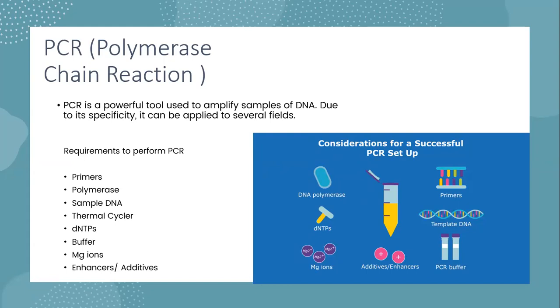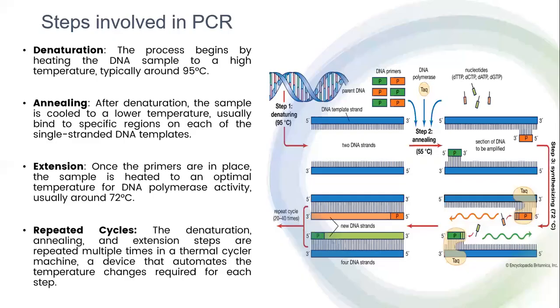And also another thing that enzymes need is cofactors. In this case, we would use magnesium ions. And also we could use some additives and enhancers to make the experiment more efficient and effective. So let's go into the steps of PCR.